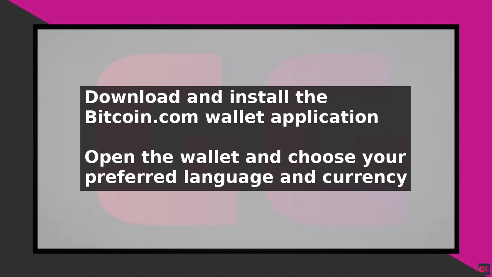To use the Bitcoin.com wallet, start by downloading and installing the application from the official Bitcoin.com website or your device's App Store. Once installed, open the wallet and click on Create a new wallet. Then choose your preferred language and currency. Next, you will be asked to create a password. Make sure it is strong and unique to protect your funds.